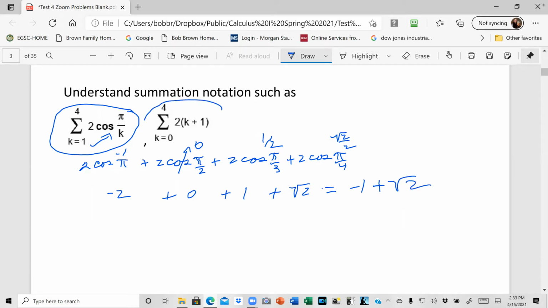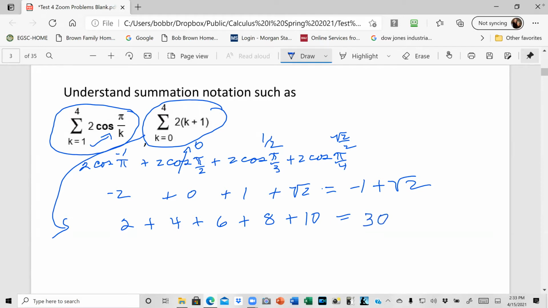Now for the second summation, plugging in k equals 0, we get 2. K equal 1, we get 4. K equal 2, we get 6. K equal 3, we get 8. And k equal 4, we get 10. This is 18, 24, 28, 30. So the answer is 30.